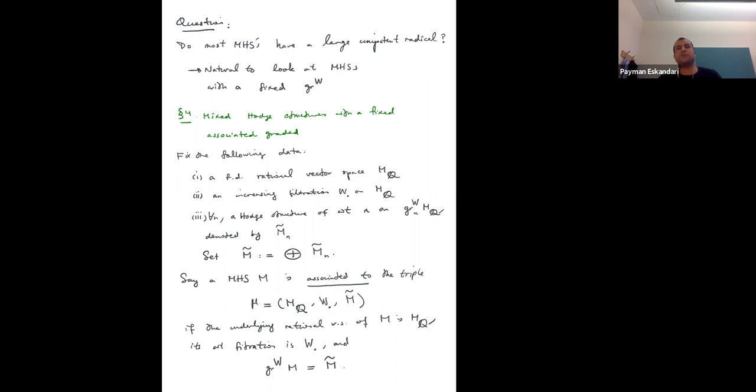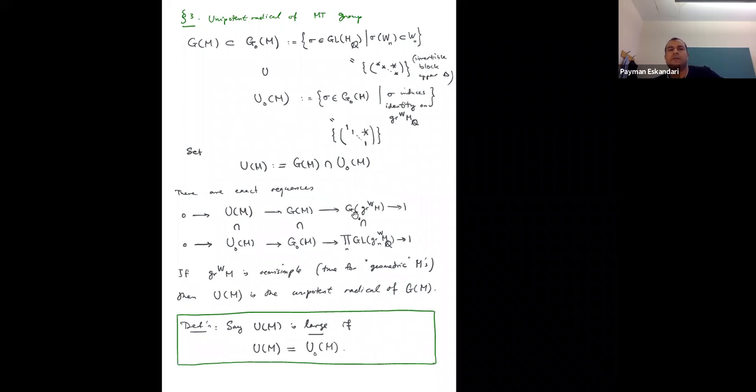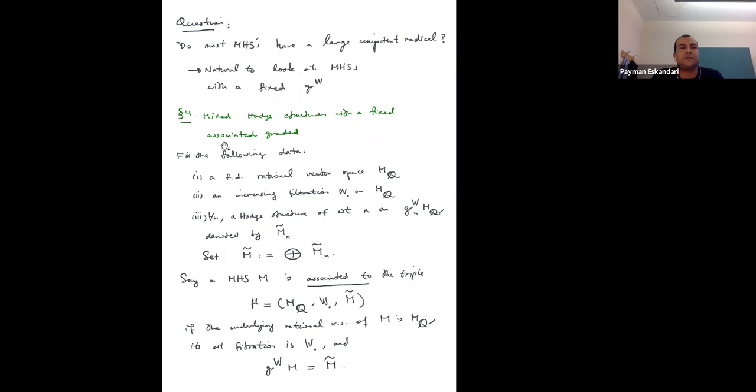And so when you want to do this, it's natural to fix the associated gradient, of course. So going back to the sequence here, what we want to do is fix the associated gradient of M. Now this will be fixed, and now we start varying M and then see how often this thing is going to be large. So that brings us to the next section. I'll talk about families of mixed Hodge structures with a fixed associated gradient.